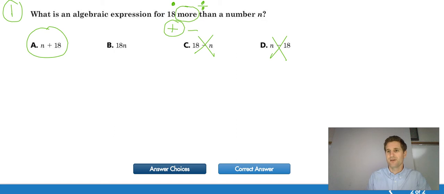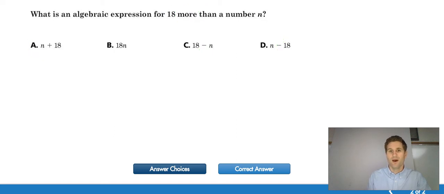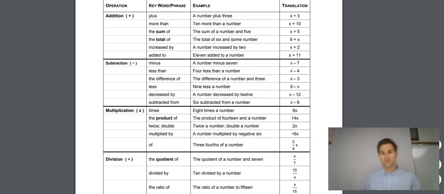Okay, well, let's take a look at something real quick. You don't have to write this down if you don't want to, but I found this online, and this is a list of keywords that could be used for addition. So we just use more than, and they have a nice little example, plus, more than, all that good stuff.